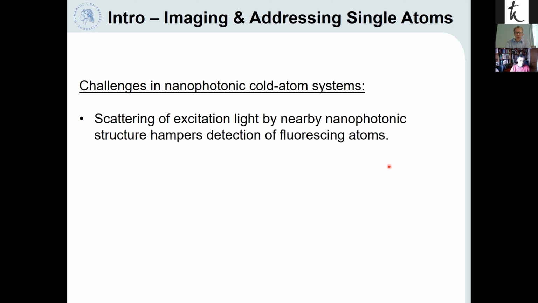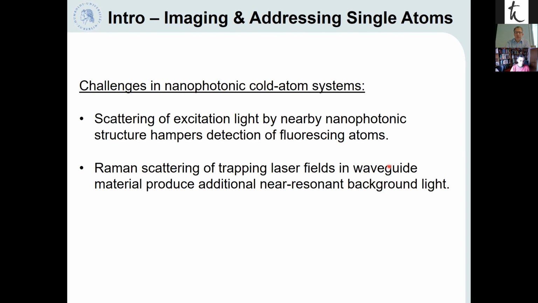And then there is another effect which stems from Raman scattering of the trapping light fields in our waveguide material. So we use silica fibers, or you may use silicon nitride, for example, for photonic crystal cavities. But all these materials, when you send light through them, also exhibit inelastic Raman scattering, and this Raman scattering may produce a broadband background which can be near resonant with the excitation light, and which can thus not be easily filtered out in order to image the atoms.